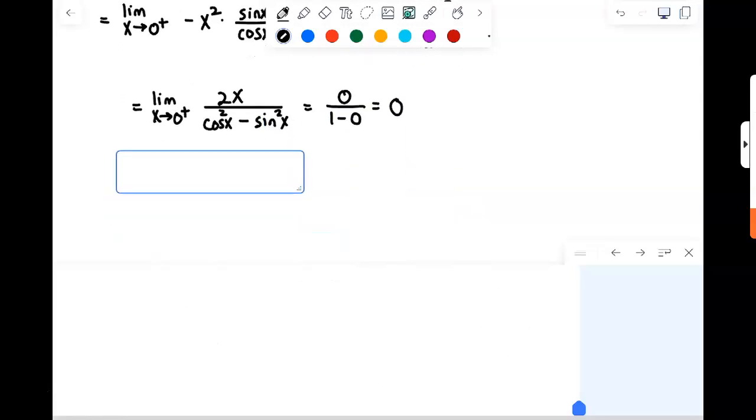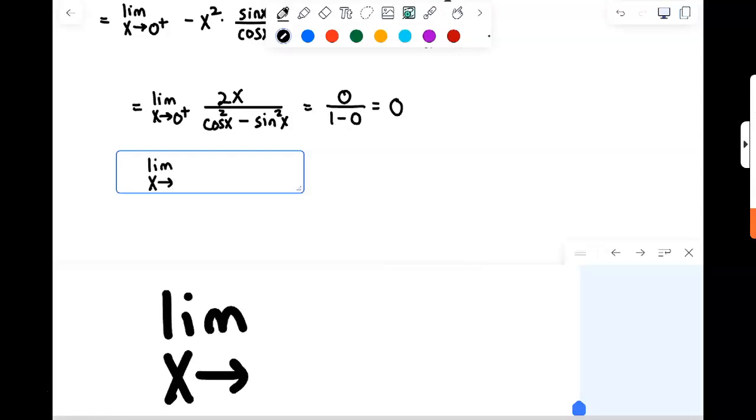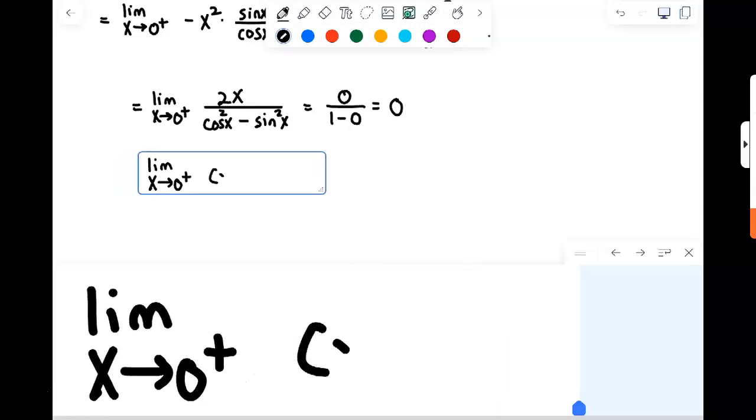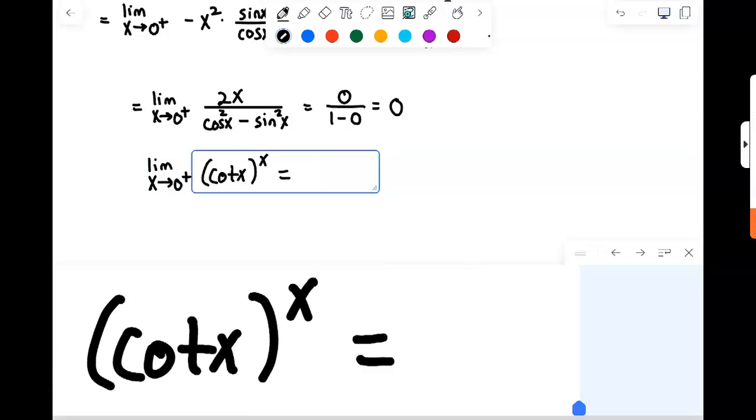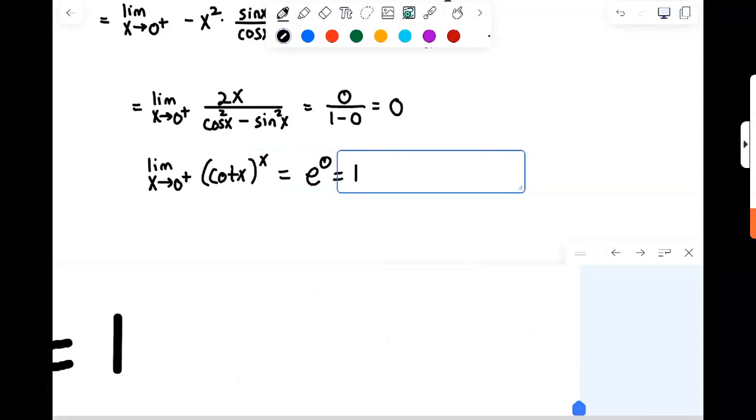So that means the original thing, the limit as x approaches 0 from the positive direction of cotangent x raised to the x power, is equal to e to the 0, which means it's equal to 1. So we're actually going to the 1, e to the 0, which is 1. Okay, so raise cotangent x to the x, you actually get 1, even though the original thing was an infinity to the 0 limit.